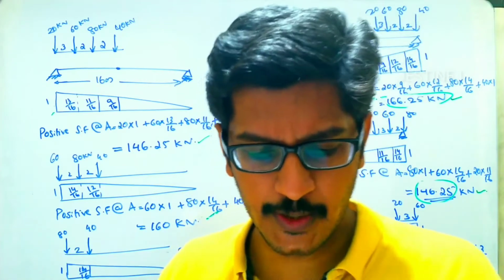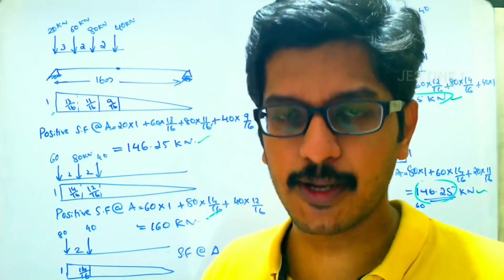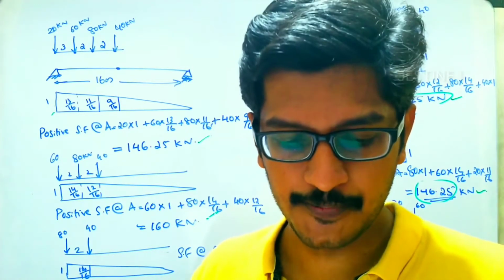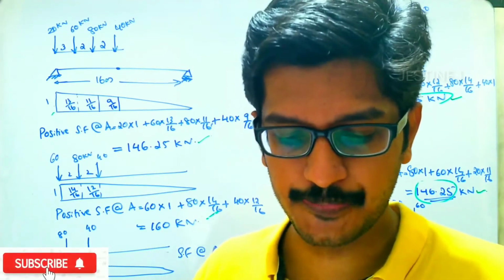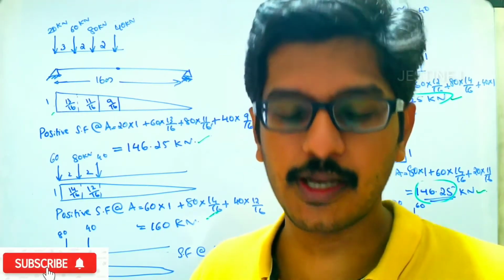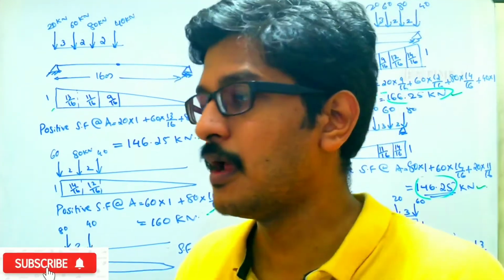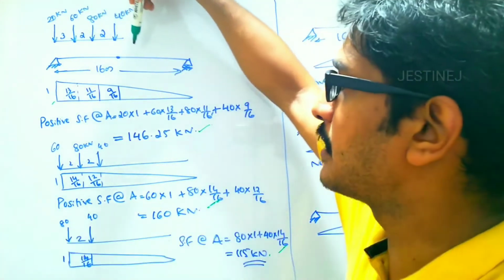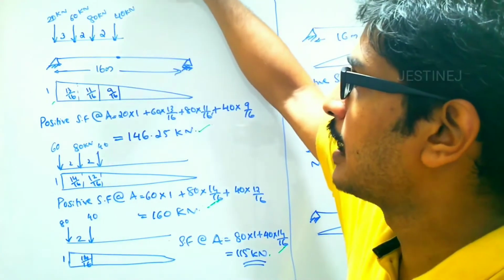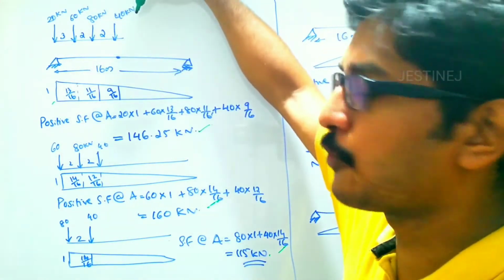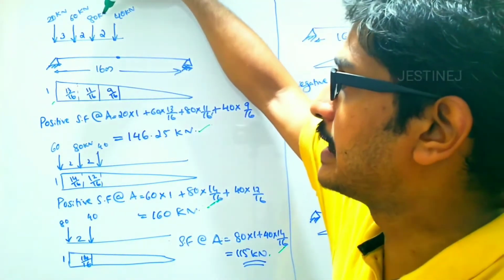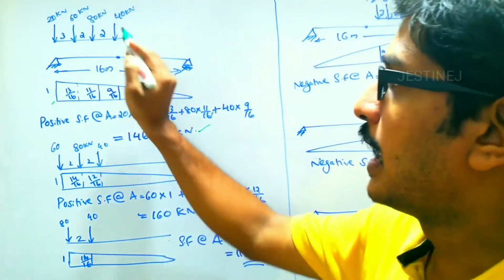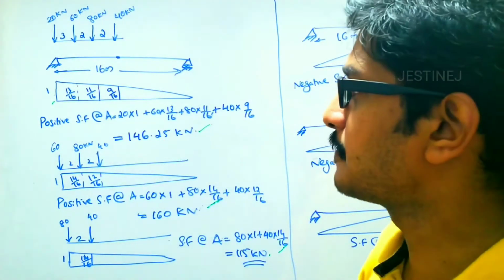A train of concentrated loads, as shown in the figure, moves from left to right on a simply supported girder of span 16 meters. Determine the absolute maximum shear force and bending moment developed in the beam. In the given question, a simply supported beam with a 16 meter span is given, and a series of loads: 40 kilonewton is leading, and then behind it 80 kilonewton, then 60 kilonewton and 20 kilonewton, and the distance between each load is also given.